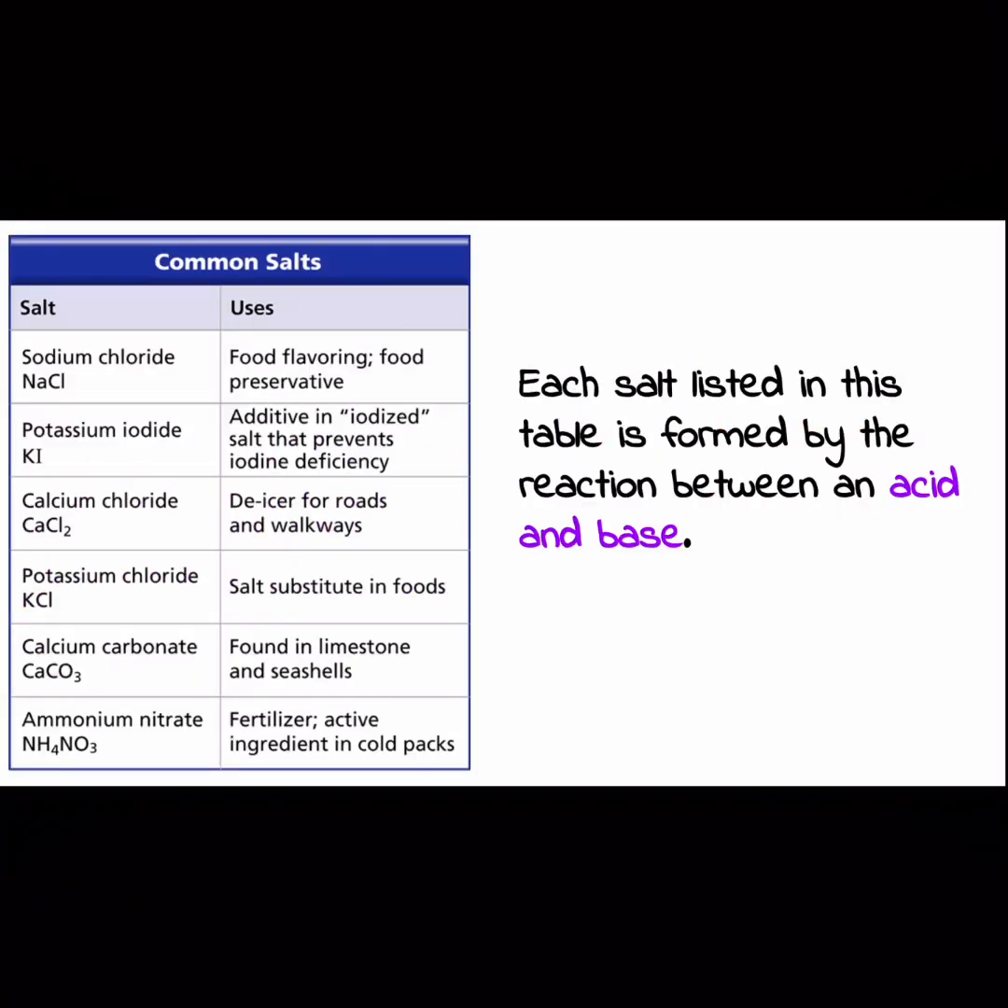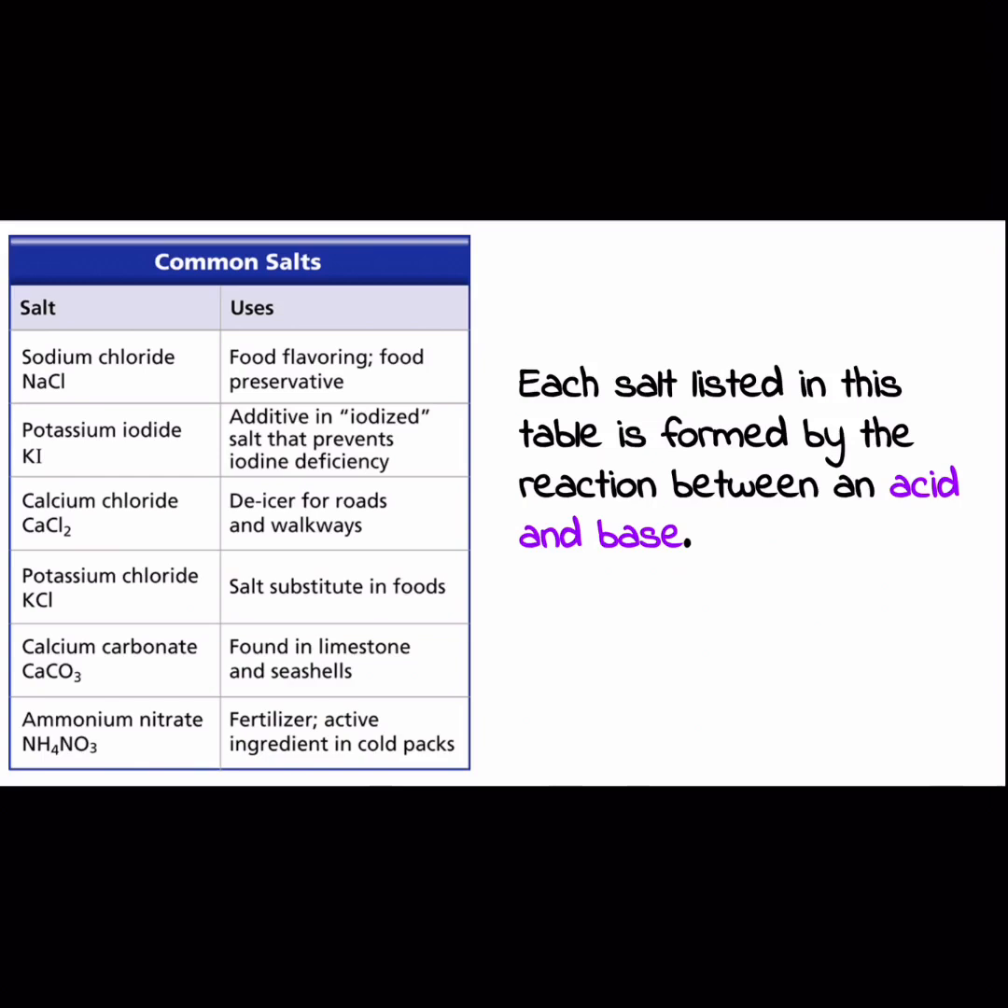Each salt listed in this table is formed by the reaction between an acid and a base. So sodium chloride, that's salt, right? We use it to flavor food. Potassium iodide, that's another thing that we use in salt sometimes. Calcium chloride, we use that when it gets really icy outside. We spray that or pour it on the sidewalk or the road. Potassium chloride is sometimes used as salt.